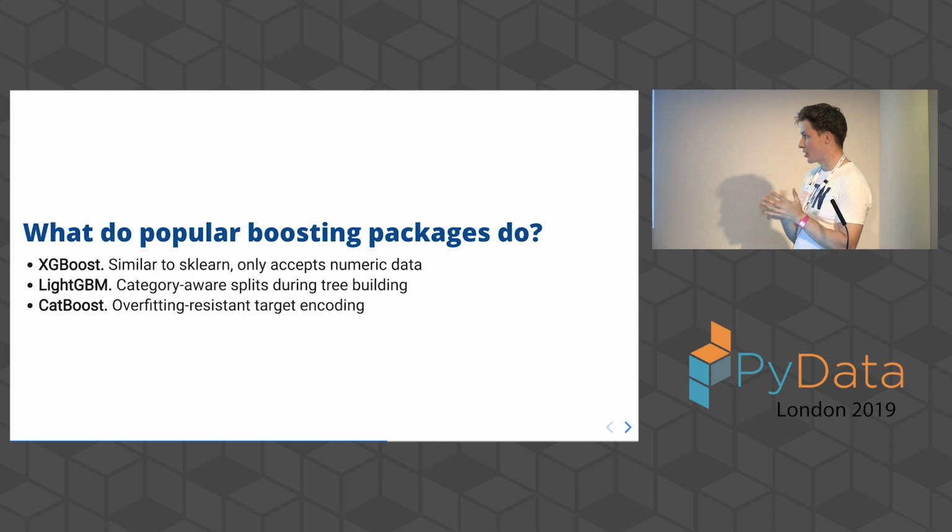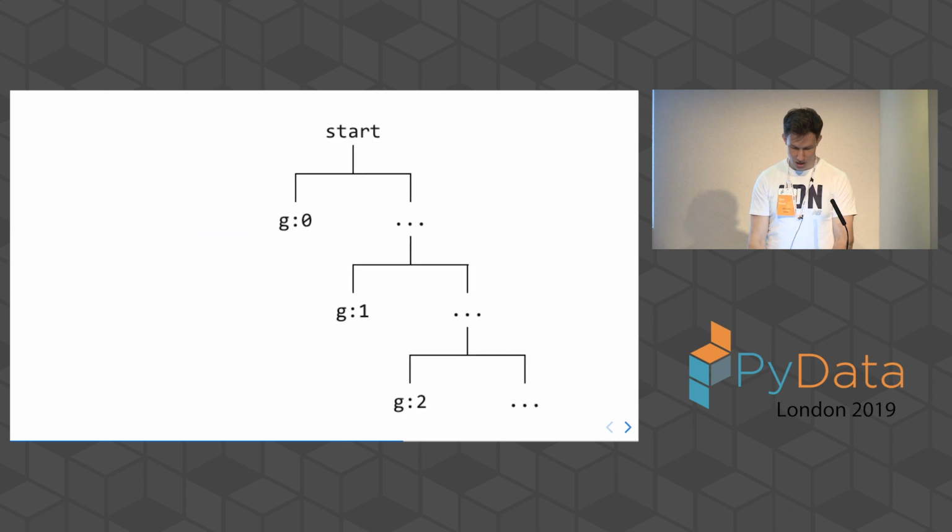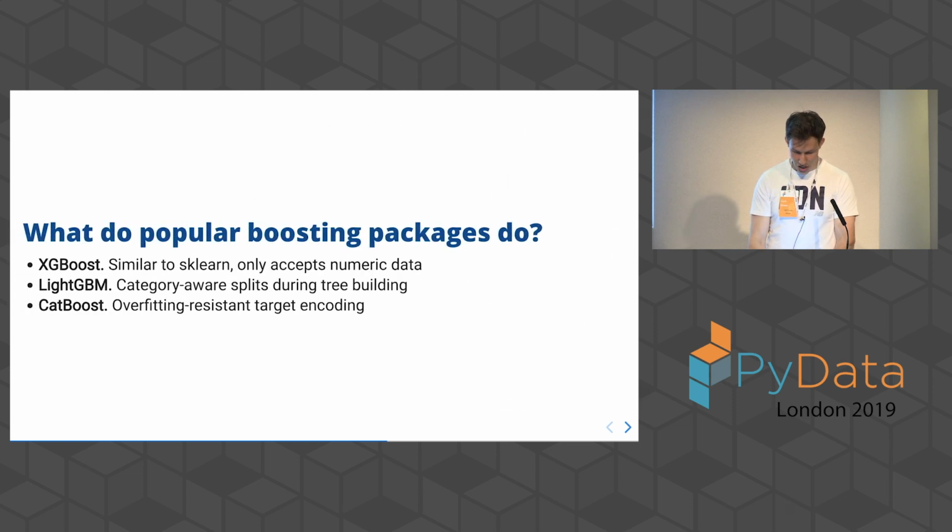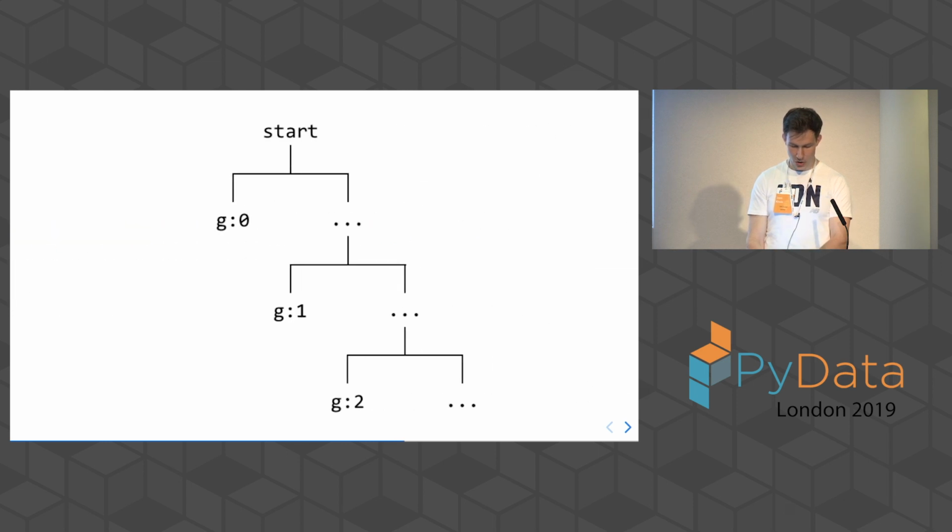LightGBM has category-aware splits during tree building, which I'll explain a little bit, and CatBoost uses target encoding, and it does it in a way that's really good and resistant to overfitting problems we talked about before. So it's kind of in general, specific to decision trees, why can one-hot encoding be bad?